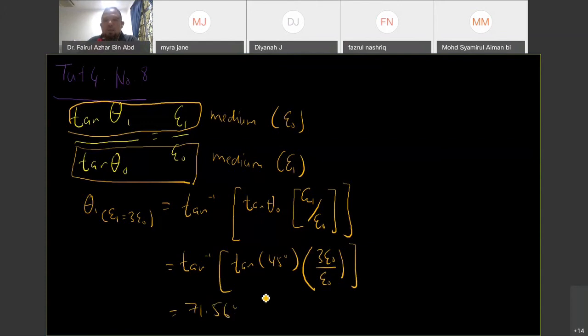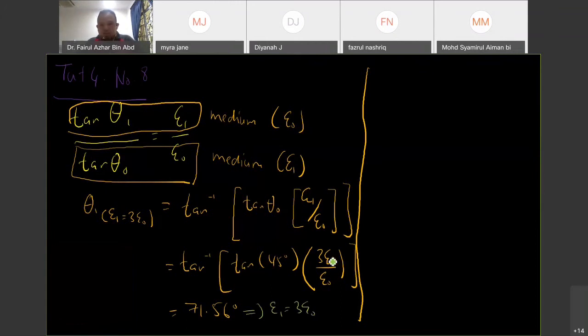71.56 degrees. For the detailed solution, you may check the video. I think this is from the live tutorial, if I'm not mistaken, or you may check the video that I mentioned. So this is the angle that results in a material with epsilon 1 equal to 3 epsilon naught.